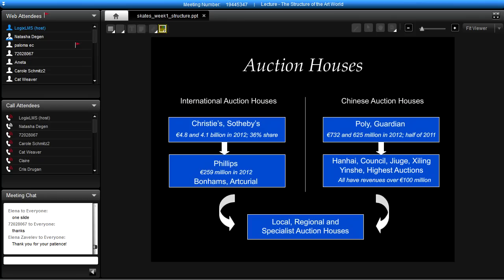Okay. All right. So let's continue talking about recent developments with auction houses. Did everyone miss what I was talking about with auction houses before? Okay. I'll go back one slide then and just give a brief summary about what I was saying.